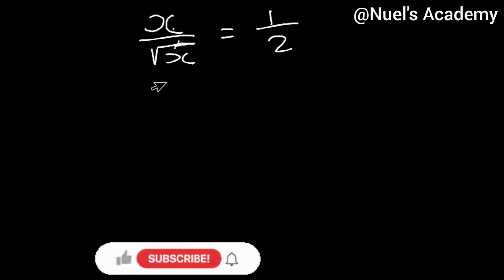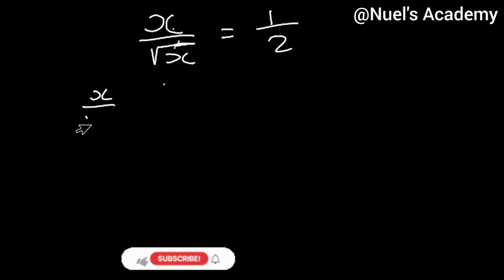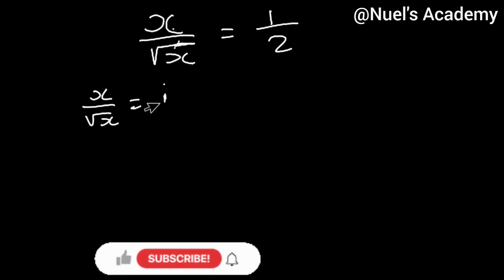In this video, we are going to solve this question. We are given x over root x equal to half. Find the value of x. We're going to be solving this question using two methods. So let's start with the first method. We are given x over root x equal to 1 over 2.